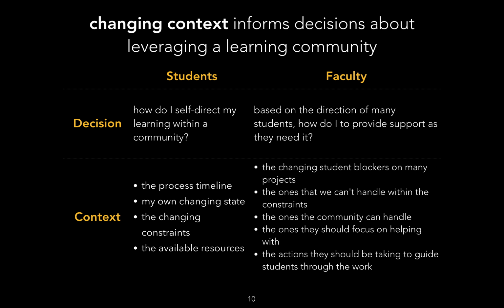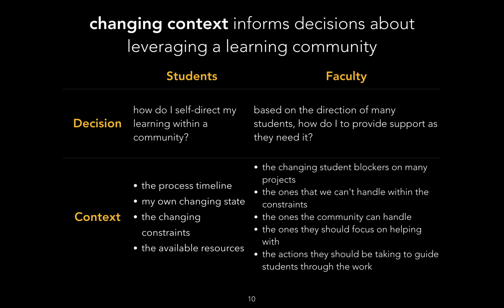So from the student perspective, they're really thinking about, okay, if I'm in this community, how do I self-direct my learning and really guide my own work within the community? And when they're thinking about that, they might need to think about their own process timeline, their own changing state, so where they are within that timeline, and the different changing constraints that might affect the decisions they make on that timeline. So maybe the way they act if there's 3 weeks to the deadline versus 3 days is very different. And then the available resources that can help them as they make progress.